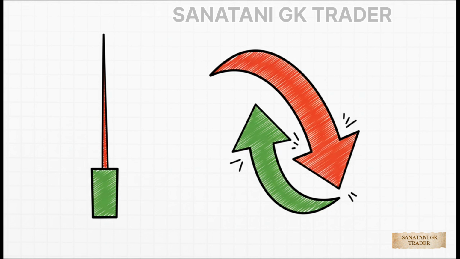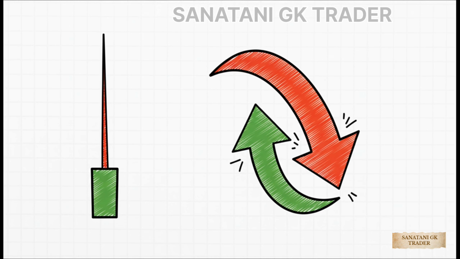In this case, the buyers tried to keep pushing the price up to keep the good times rolling, but they failed. They ran out of gas, and the sellers stepped in with serious force, slamming the price all the way back down. It's a major sign of weakness from the buyers, and it hints that the market might be about to head lower.